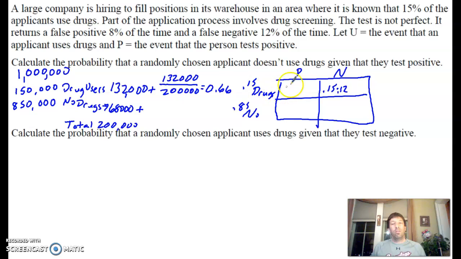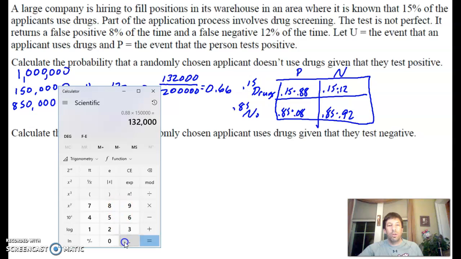For the positive test results, then, it's going to be 0.15 times 0.88, because if 12% of them test negative, 88% will test positive. Down here, we can say that we have 85% that don't use drugs, but 8% of them, so times 0.08, will test positive. And that means that of the 85%, 92% of them will test negative. Okay, so we could fill all of this in.